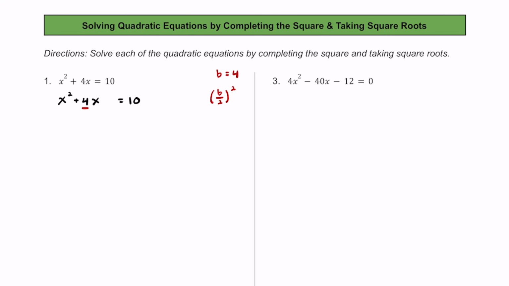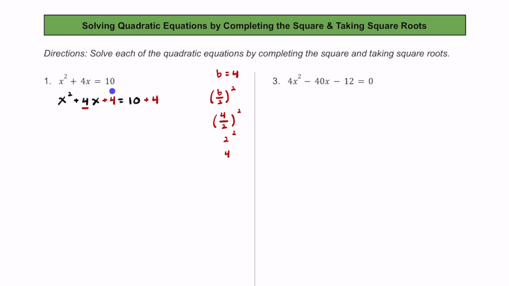In this particular case, we have the value of 4. We take half of that and then square it. Half of 4 is 2, and 2 squared equals 4. So that's the value that's going to complete the square here. We're going to add 4 to the left side of this equation because that completes the square, and let's make sure we do it on the right side as well so we keep the equation balanced.